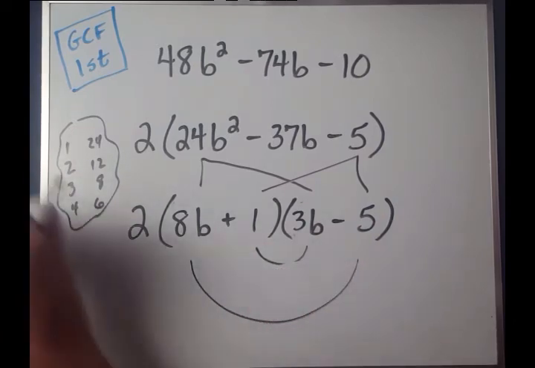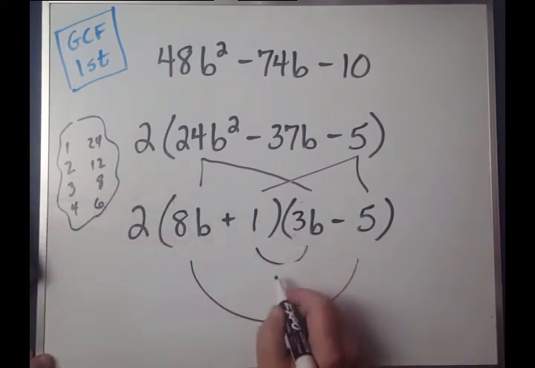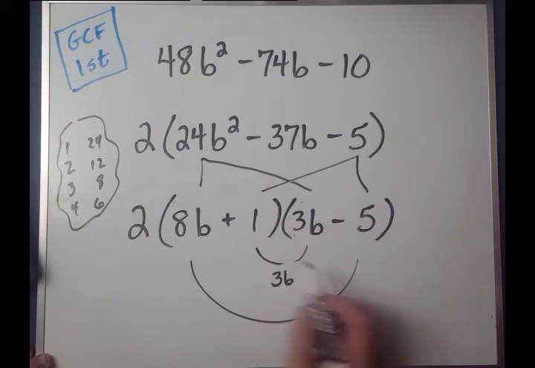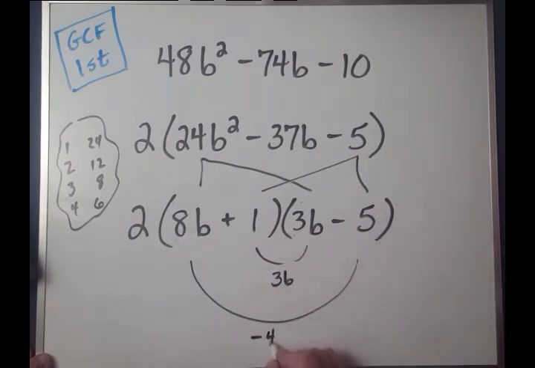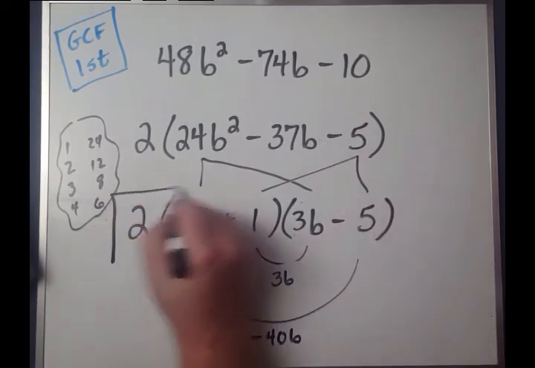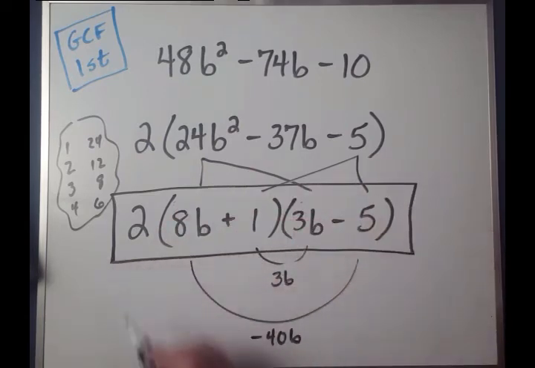Check your inside and outside. The inside gives me plus 3b. The outside minus 40b, a total of, there we go, a total of negative 37b. So this is how it factors, with that greatest common factor of 2 sitting out front there.